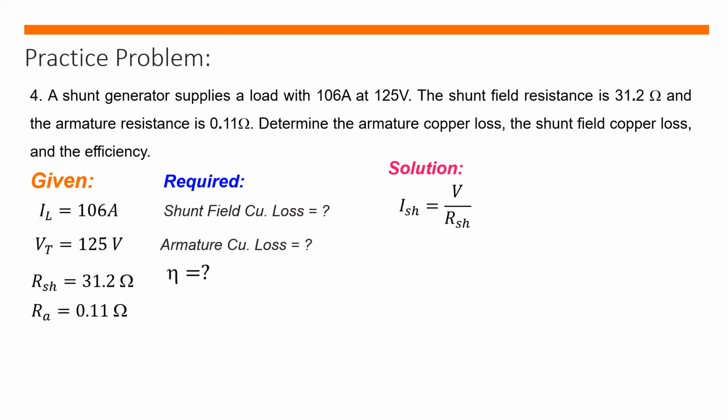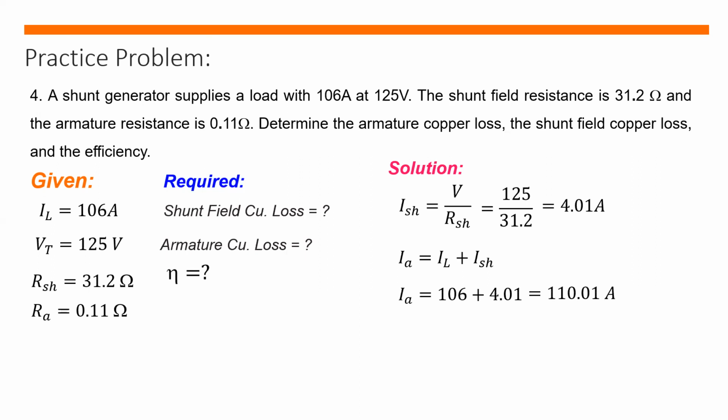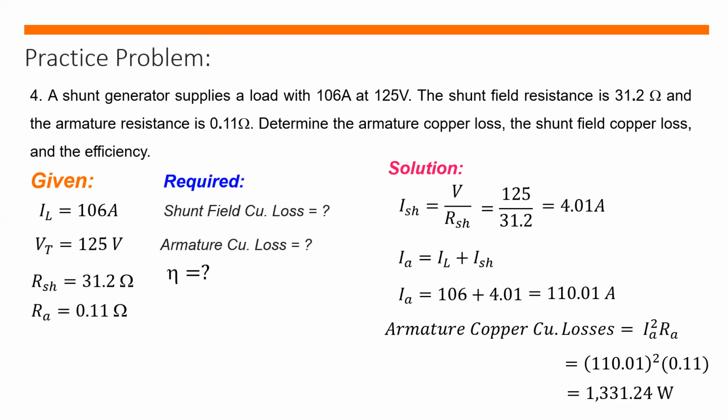So first we have to solve for the shunt current, that is equal to terminal voltage divided by the shunt resistance, that is 125 volts divided by 31.2 ohms, and we will get 4.01 amperes. So solving for the armature current, that is equal to load current plus the shunt current, so that is 106 plus 4.01 is equal to 110.01 amperes.